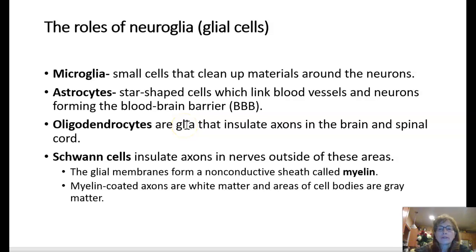Here are some of the roles of these neuroglia. We've mentioned already what astrocytes do to form the blood-brain barrier. Oligodendrocytes are the ones that create the myelin in the central nervous system. And then the Schwann cells are the same type of cell in the peripheral nervous system, and they too form the myelin around neurons in the peripheral nervous system. So those are Schwann cells.